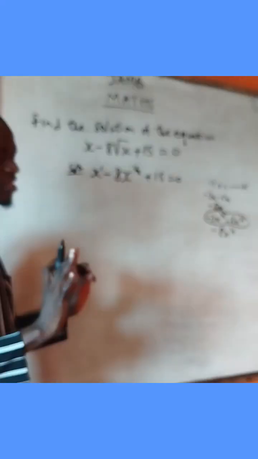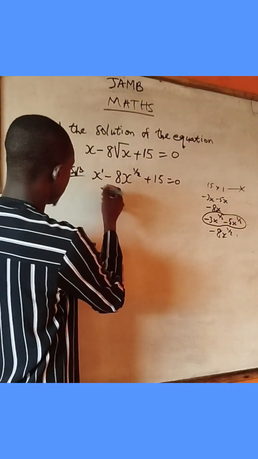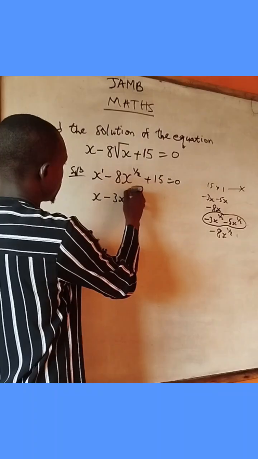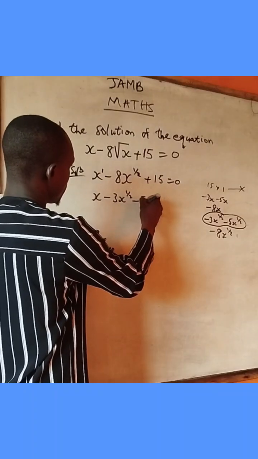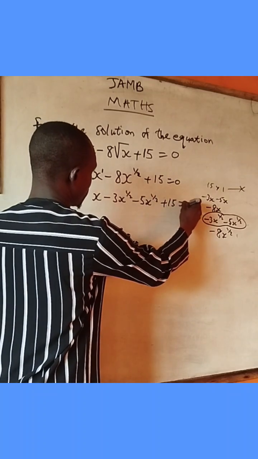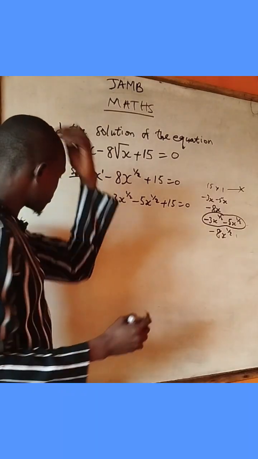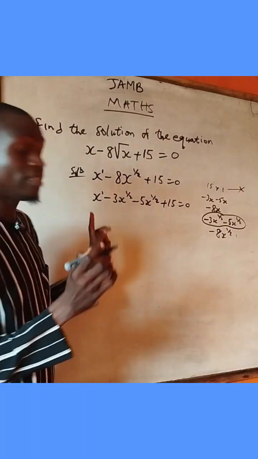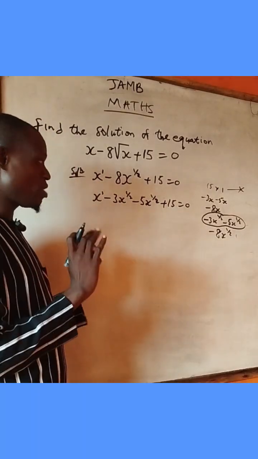I'll get the value straight. Simple. So we have x minus 3x raised to power half minus 5x raised to power half plus 15 is equal to 0. Now, what is this one? Remember, this one is raised to power 1, and that is the highest power there.